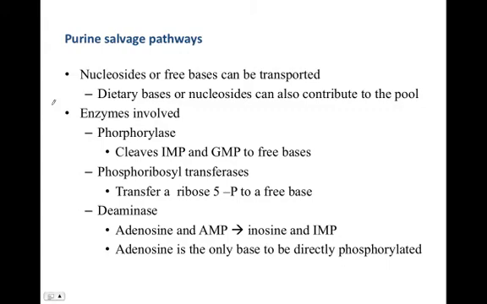The last class of enzymes is a deaminase. This allows for the recycling of adenine bases, where adenosine and AMP can be converted to inosine and inosine monophosphate. Adenosine is the only base that can be directly phosphorylated. Keep in mind, adenosine consists of adenine and a 5-carbon sugar. Again, adenosine is the only base to be directly phosphorylated to reconstitute a full nucleotide.